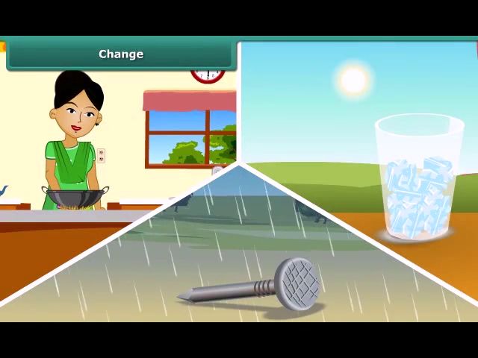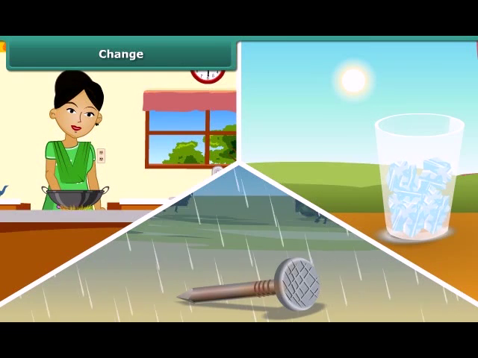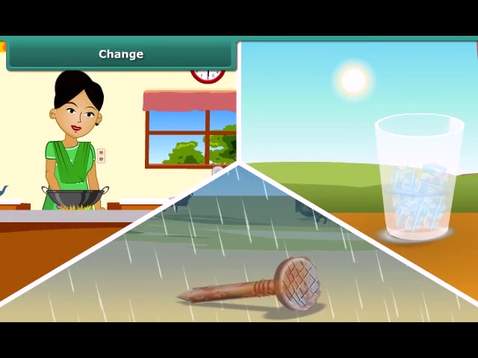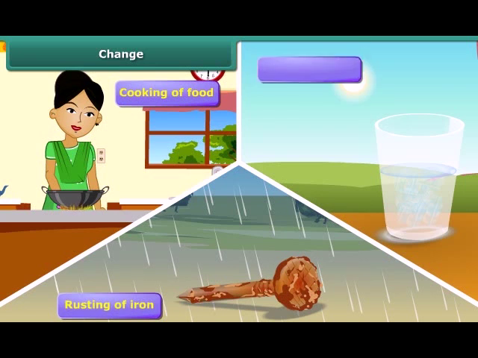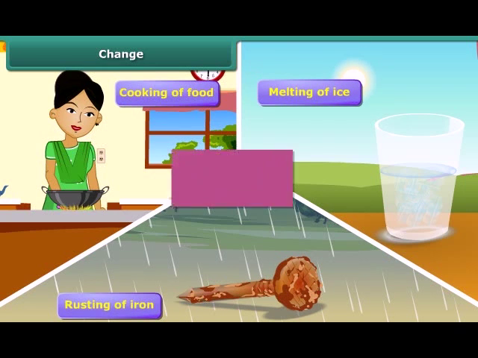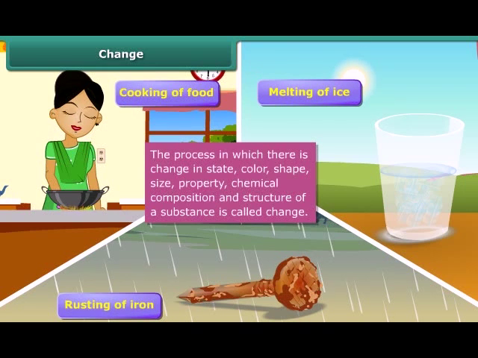We observe many changes. Some examples of changes in our daily life are cooking of food, rusting of iron, melting of ice. Change is a process in which the properties like state, color, shape, size, chemical composition and structure of a substance is altered.